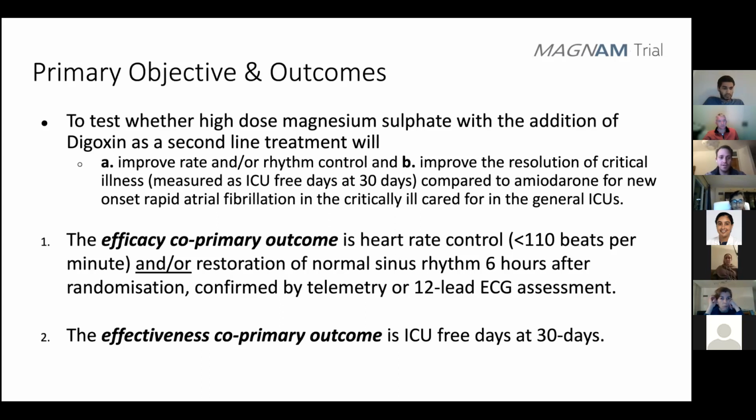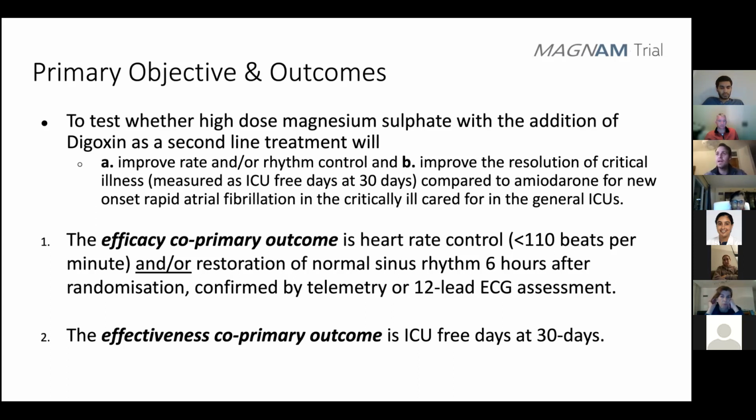So I know you guys have seen a lot of this before, but just a quick recap. The main objective, as you all know, is to test high dose magnesium with the addition of digoxin as second line treatment versus standard of care, which is amiodarone. And we're looking at rate and rhythm control, and resolution of critical illness, etc.